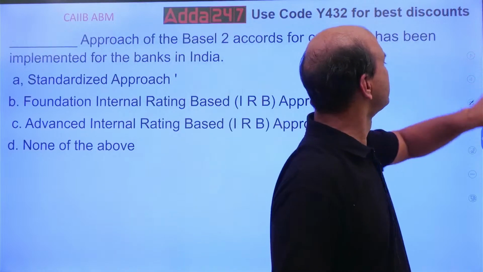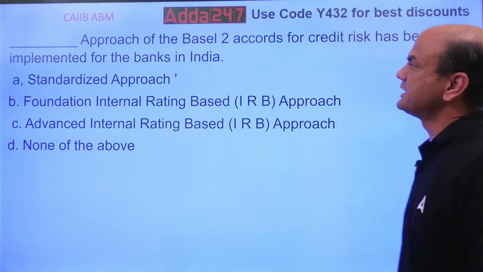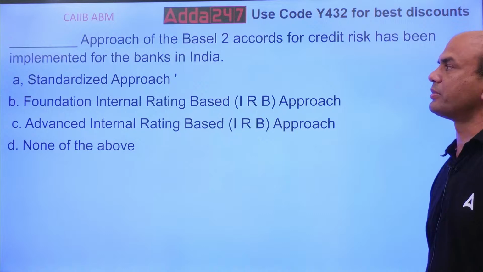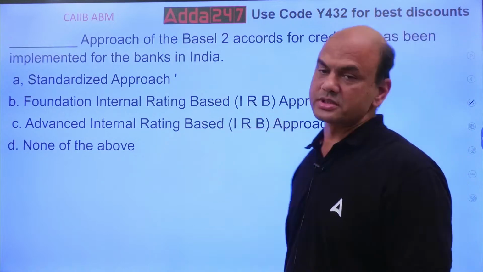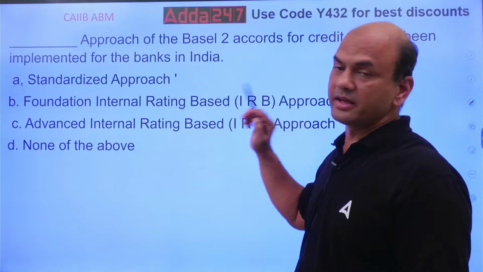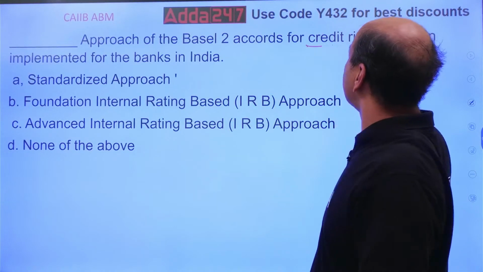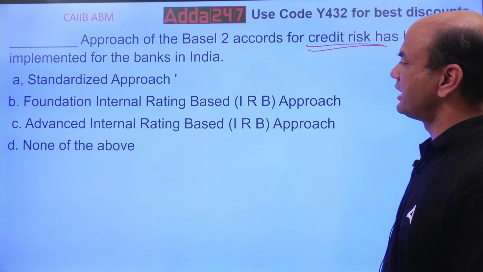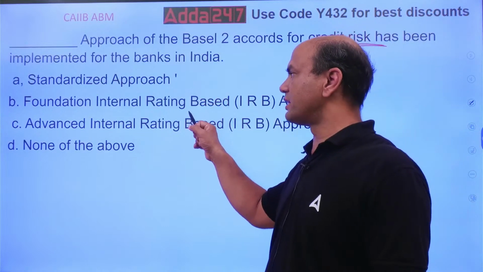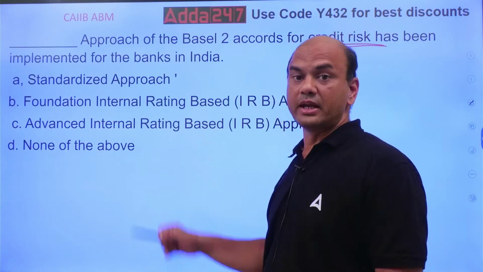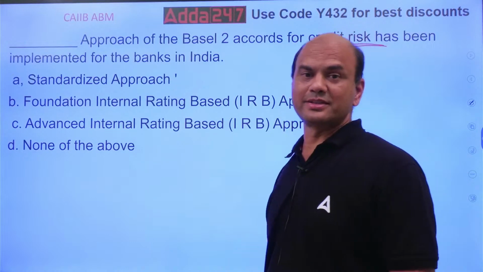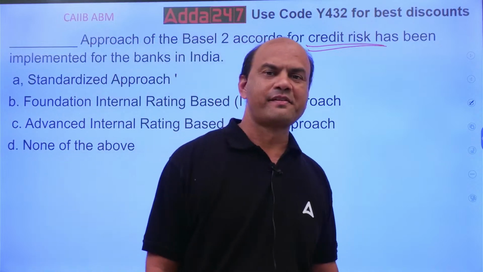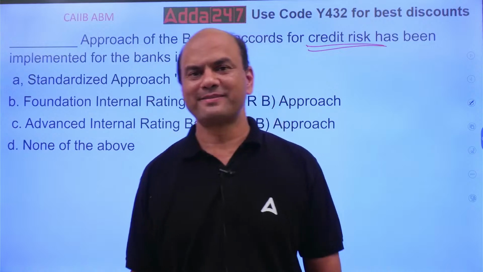Next. Dash approach of Basel II Accords for credit risk has been implemented for banks in India. So what is the approach applied by banks in India, specifically for credit risk? Standardized, FIRB, AIRB, meaning foundation internal rating and advanced internal rating, and none of the above. That can also be the answer. What is the answer here? What do you think?